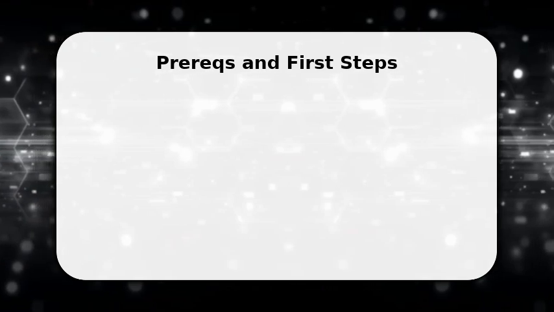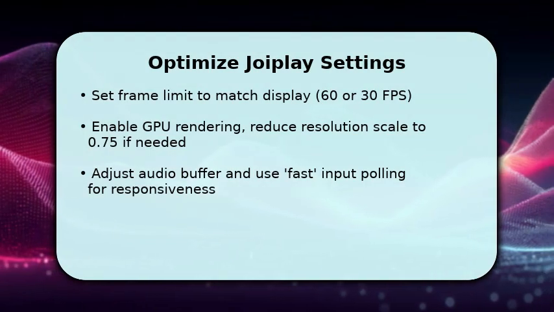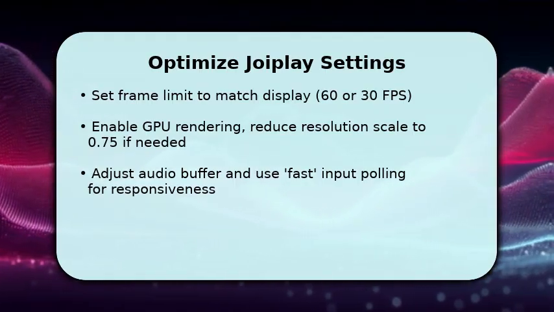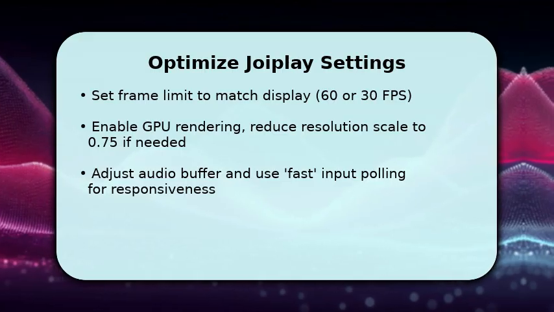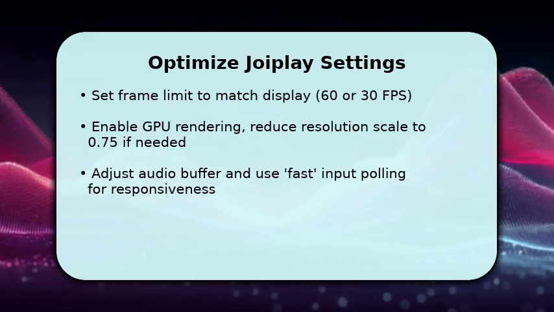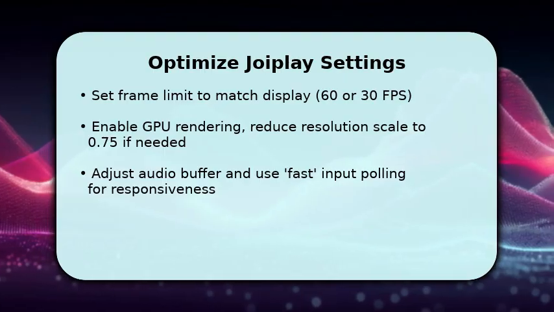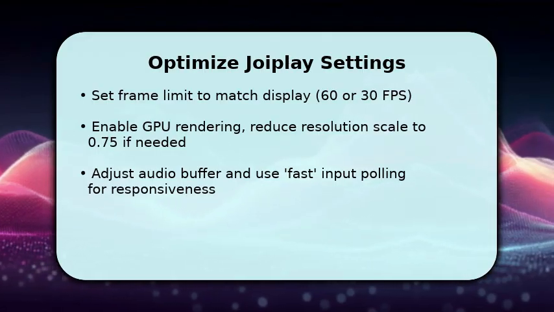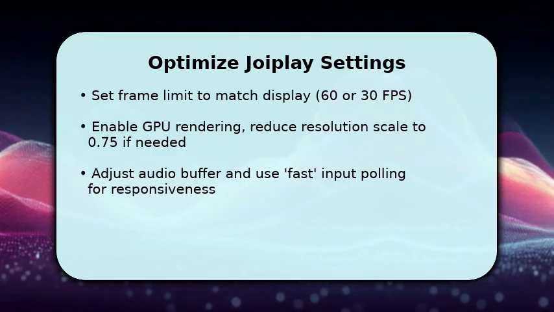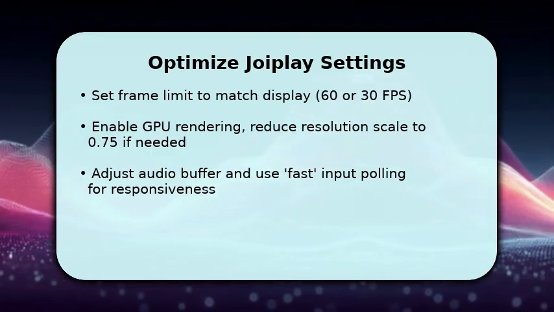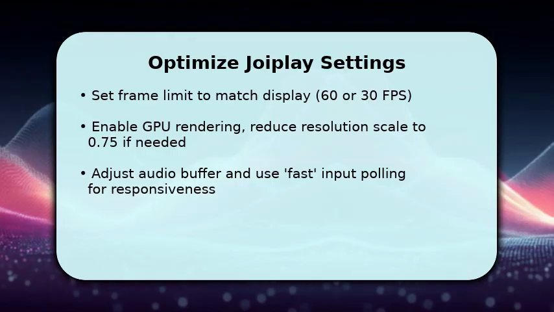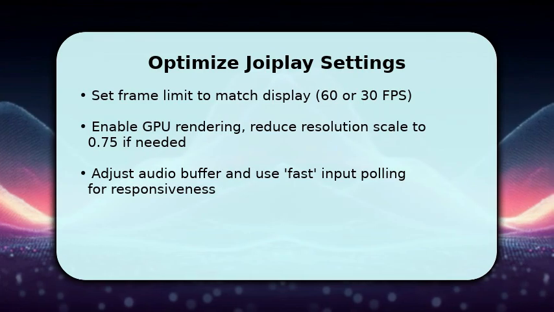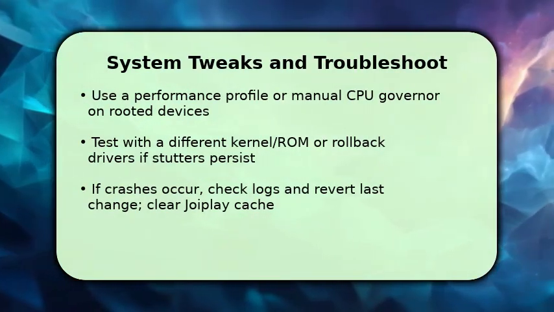Now adjust Joiplay's internal settings to balance load and smoothness. Start by setting the frame limit to your display's native rate, like 60 or 30 FPS. This reduces stutter from inconsistent timing. Then enable GPU rendering and lower the resolution scale to 0.75 when the CPU is the bottleneck, which keeps visuals acceptable while speeding frames. In addition, tweak the audio buffer and choose faster input polling to reduce latency. These small changes directly help.